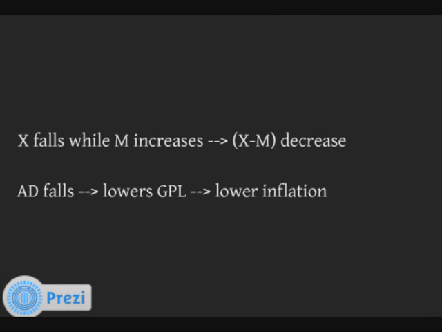Assuming that the demand for exports and imports are price elastic, a fall in export revenue and rise in import expenditure result. As X minus M decreases, aggregate demand and thus the general price level decreases. This lowers the inflation.